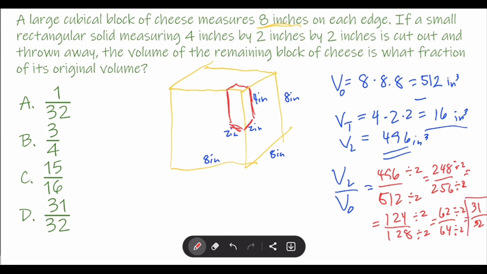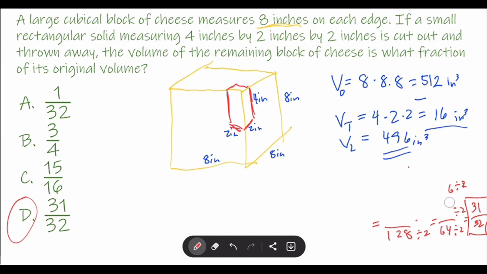So which is the answer actually? Which is D. So that's the ratio or the fraction of the one left from the original volume. And that's the longer one. So let me show you the shorter way of doing it.